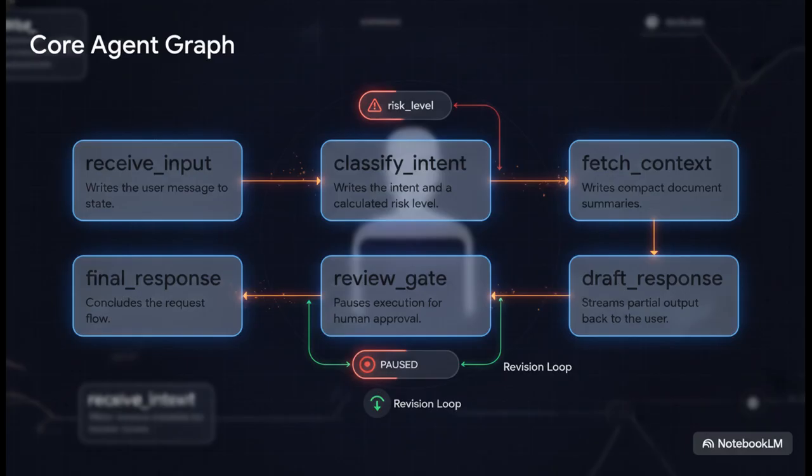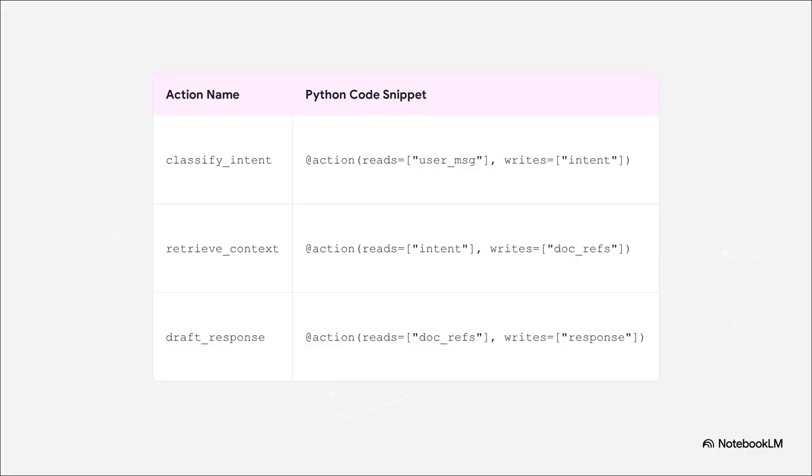But here's the really cool part. If that initial risk level is flagged as high, our review gate decides that a human needs to look at it, and it literally pauses the execution. From there, a process feedback node can loop us back for a revision before we finally hit final response and wrap up the request. Translating this into Python is surprisingly straightforward.